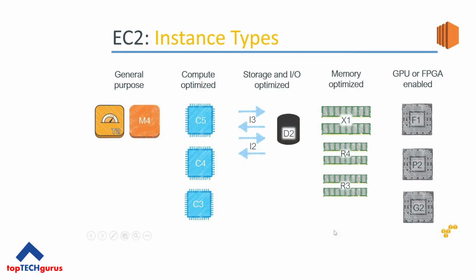This has a balance of the compute power, storage, and the memory. So they don't over provision any one of those. So you get a general purpose machine.